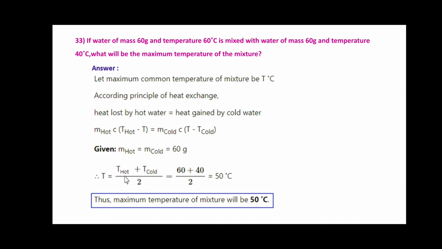Therefore T is equal to (T hot plus T cold) by 2, 60 plus 40 upon 2, that is 50 degrees Celsius. So this maximum temperature of the mixture will be 50 degrees Celsius.